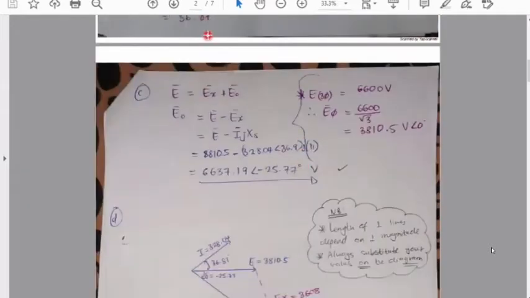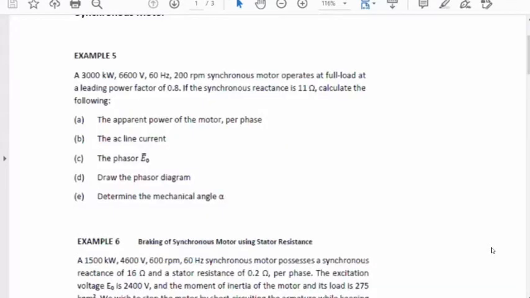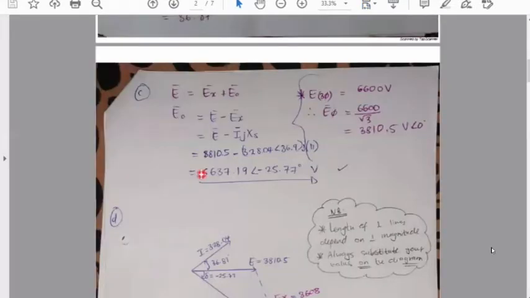Okay, let's go on to C. C says to calculate the phasor E naught. Right, let's go and calculate that. We know our golden rule, all right? I feel like this equation itself answers so many different types of questions, and you'll see the pattern once you start repeating the tasks two to three times.